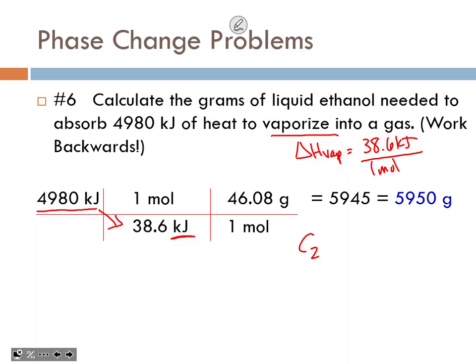And then, of course, this is ethanol, so it's C2H5OH, which gives us this molar mass right here. So when you calculate it, the kilojoules will cancel, the moles will cancel, and that takes you back to grams. So it's basically just working it backwards. So take a moment to look at that. All right, so moving on, let's take a look up here.